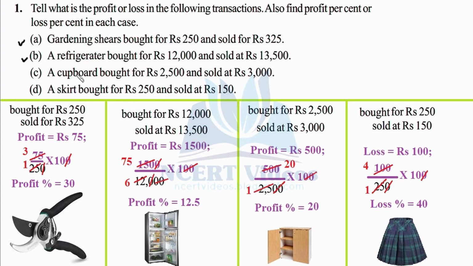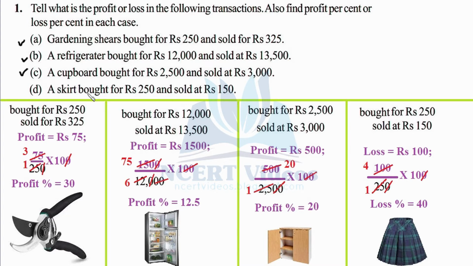C. A cupboard bought for rupees 2,500 and sold at rupees 3,000. Again it is a case of profit because selling price is more. And how much more? Clearly 500. Therefore profit of 500. Profit percentage, you know how to calculate it. Now 2 0 cancel. 500 over 25. This can be further solved as 125s are 25 and 25s are 500. So the profit in this case is 20%. That is your C part.